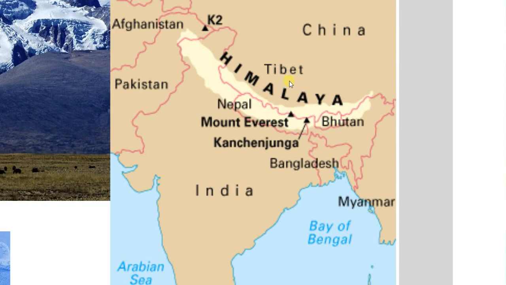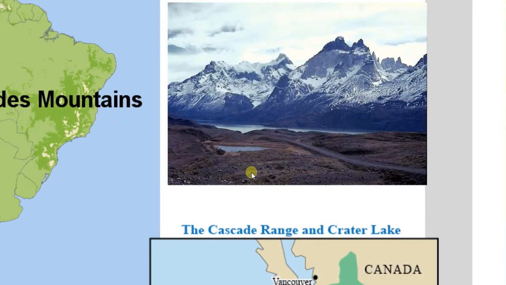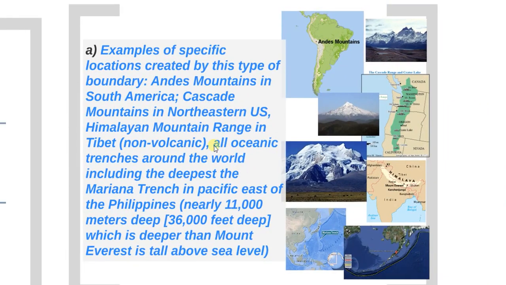And then also, every oceanic trench around the entire world is an example of a convergent boundary, including the deepest part, which is the Mariana Trench in the Pacific east of the Philippines. Now, the Mariana Trench is so deep, it's nearly 11,000 meters deep, which is about 36,000 feet. That's actually deeper than Mount Everest is tall above sea level. So Mount Everest, the tallest mountain in the world, is shorter than the Mariana Trench is deep.